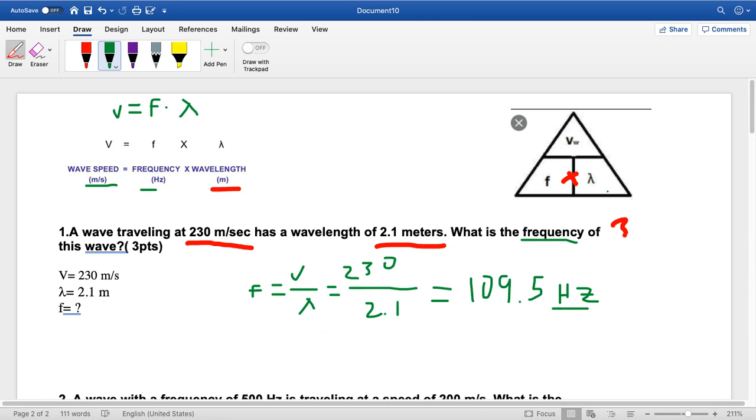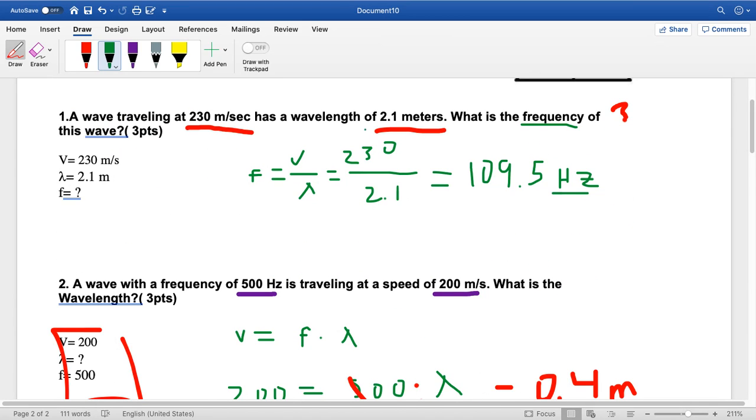Okay, so for the worksheet, you can either just plug it into the equation and solve, or you can use the triangle, but either way, you do want to show all your work. For some problems you can show this, you don't have to show it for all of them, but I do want you to show this work for all of them.